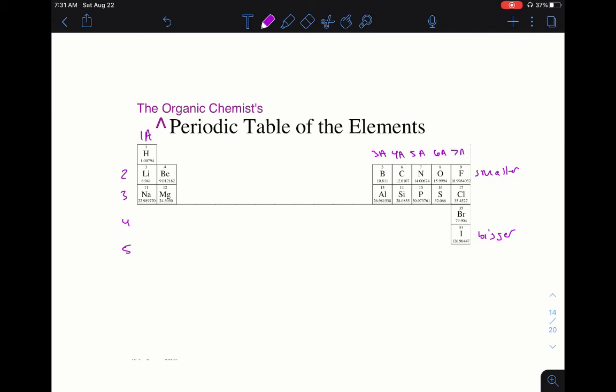For example, I don't provide a periodic table on exams, but you do need to know that fluorine is smaller than iodine to answer some of the questions correctly. And you need to know the relative electronegativity of atoms. So you do need to have the organic chemist periodic table in your mind, especially for these elements.